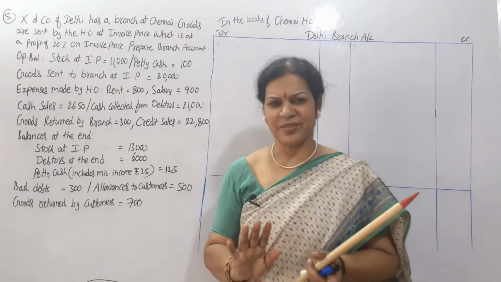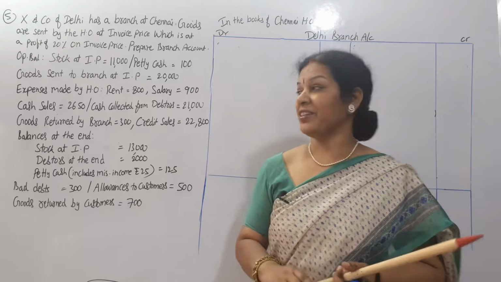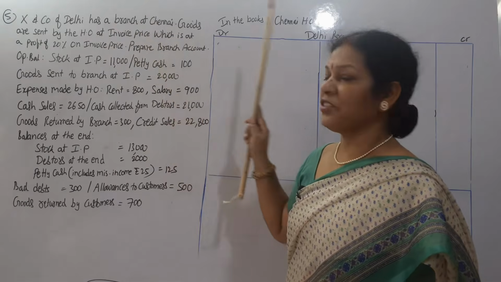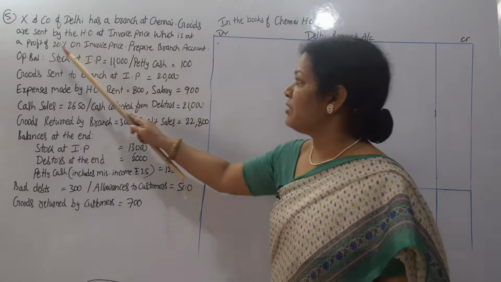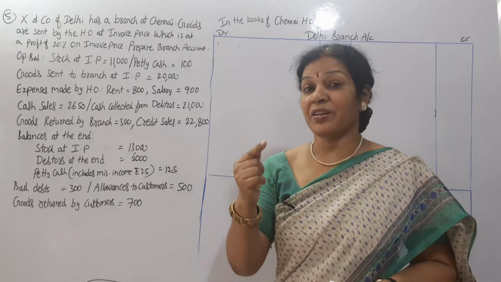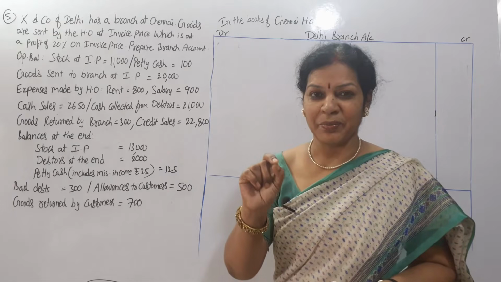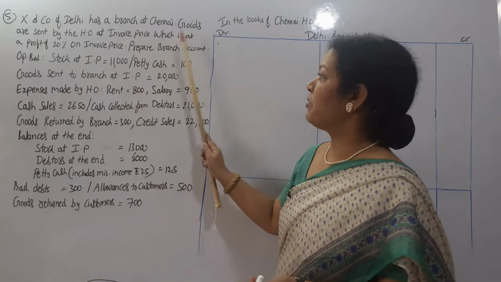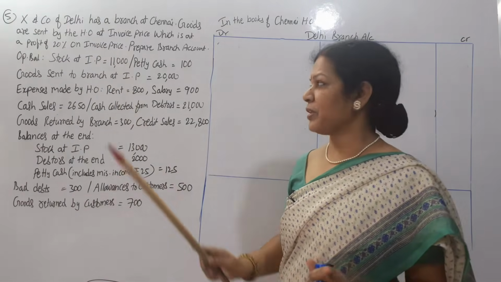Now coming to today's class, simple, no need to worry. If you understand yesterday's class, the last class, it will be easy. Now the problem is given like this. X&N Company of Delhi has a branch at Chennai. Goods are sent by the head office at invoice price, which is at a profit of 20%. Simple, profit of 20%, not cost plus. When you hear the word cost plus, it means 20 by 100 plus 20, that is 20 by 120, you will get. But now here, invoice price, which is at a profit of 20% on invoice price. Simple one, cost price, okay.